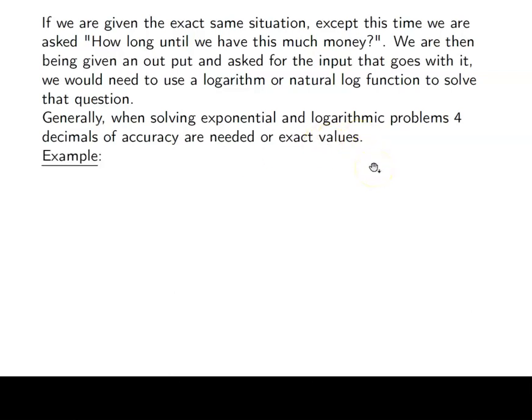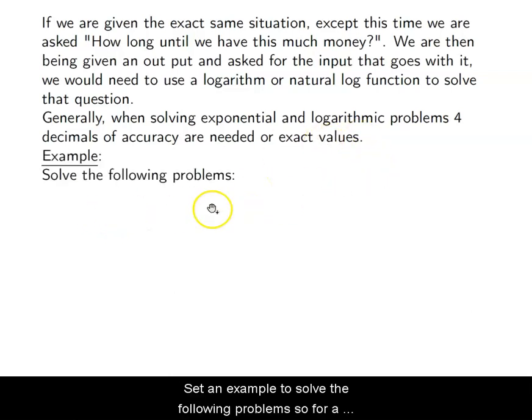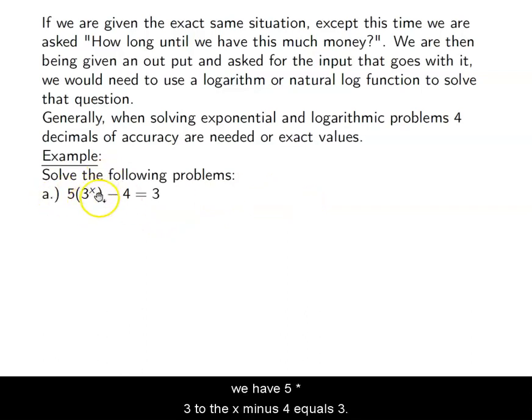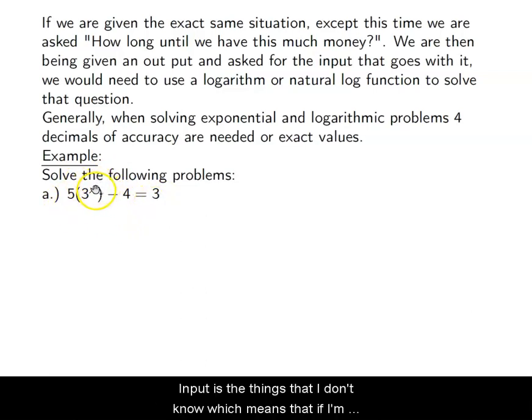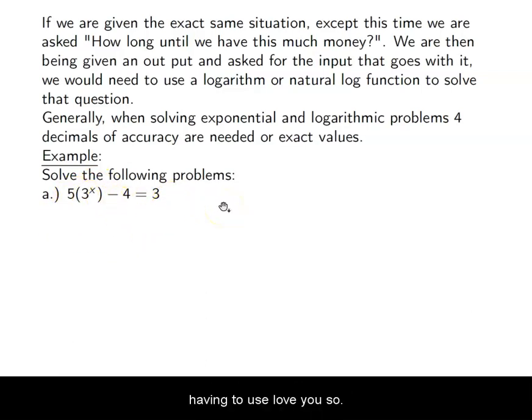Okay, so let's do an example. Okay, solve the following problems. So for A, we have 5 times 3 to the x minus 4 equals 3. I know everything except for the input. The input is the thing that I don't know, which means that if I'm solving for an input value here for this exponential function to make this a true statement, I will end up having to use logarithms.